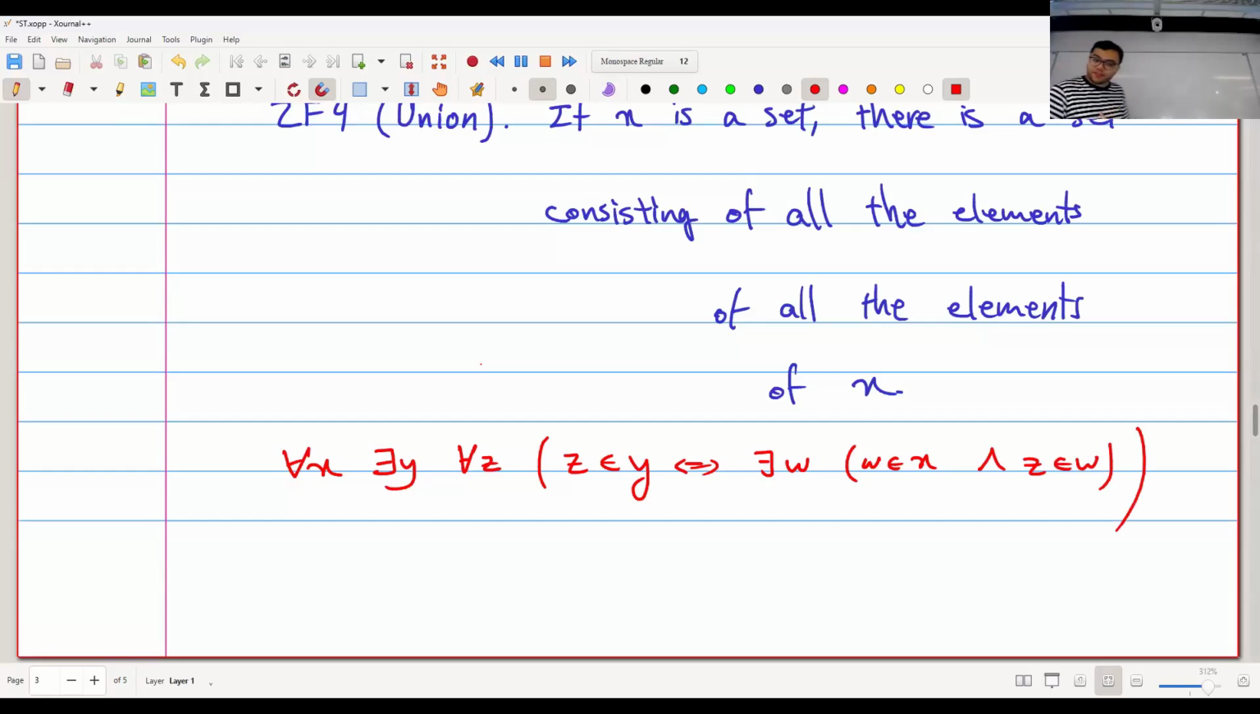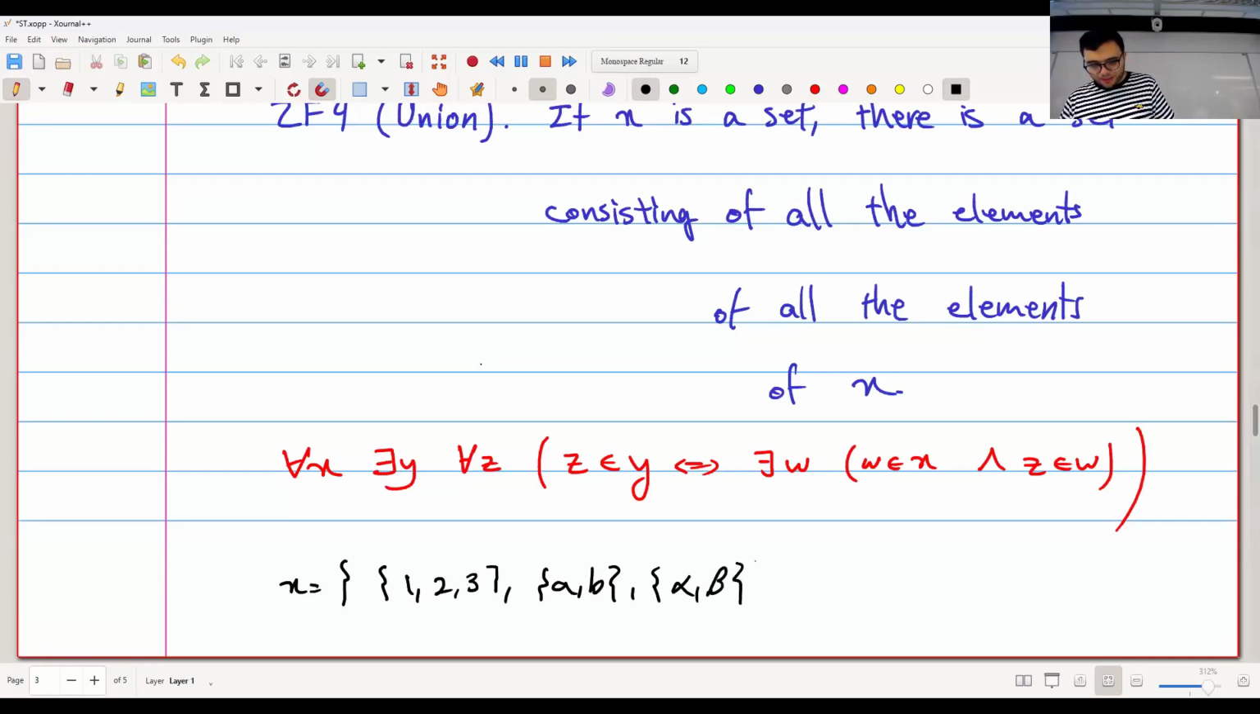Again, this looks weird, but it's a very simple idea. It's this simple idea that suppose X is a set and it's going to contain some sets, 1, 2, 3, and let's say I have another set AB, and then I have another set. I don't want to put X itself there, so 3 or alpha. Okay, so let's say X is this. I'm saying there is a Y, and in this case, Y is just the union of all of these elements. So 1, 2, 3, A, B, alpha, beta.